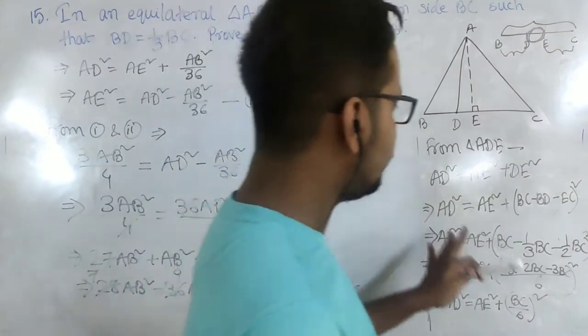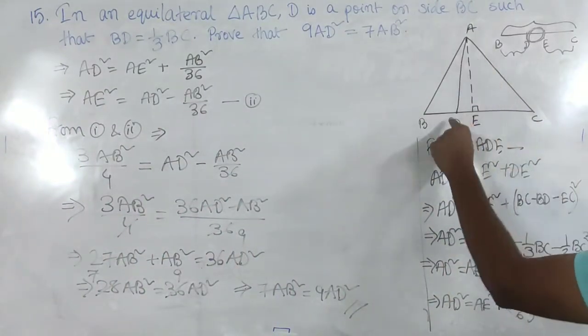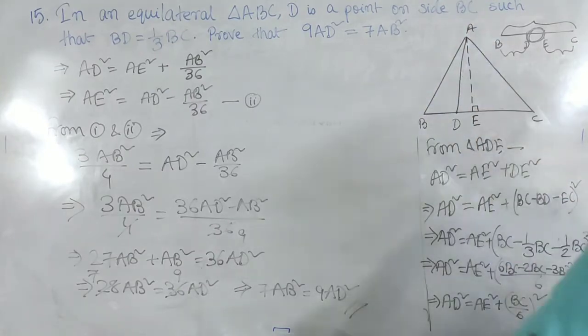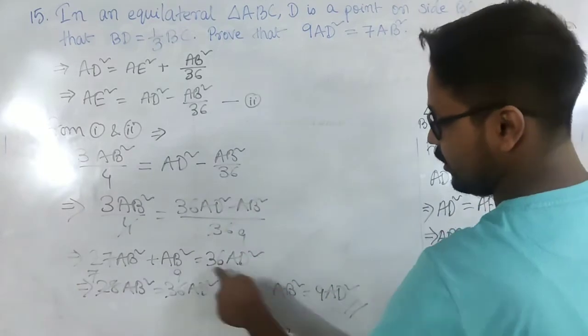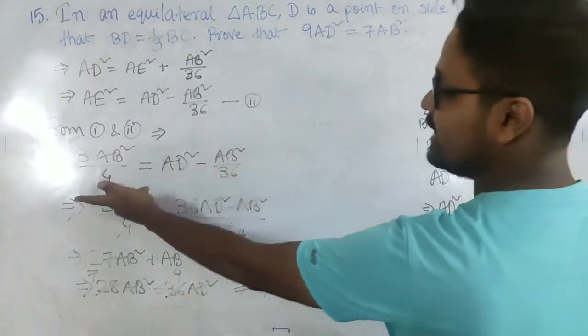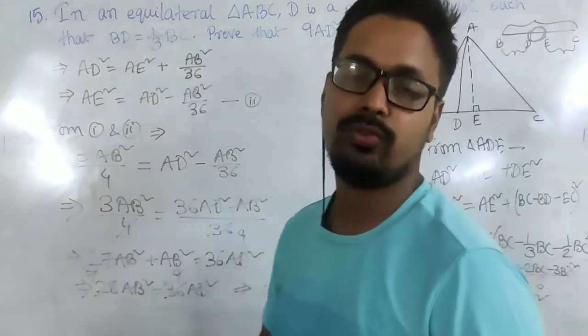So this is how we do the sum. First take triangle ABE, find AE, then take triangle ADE, find AE. Equate both the values of AE here. Ultimately, you will get the required proof. Just do side change and cross multiplications and you will get the required proof. That is how we solve question number 15.